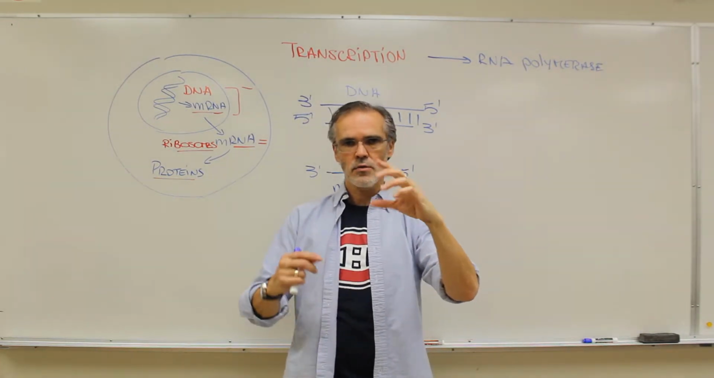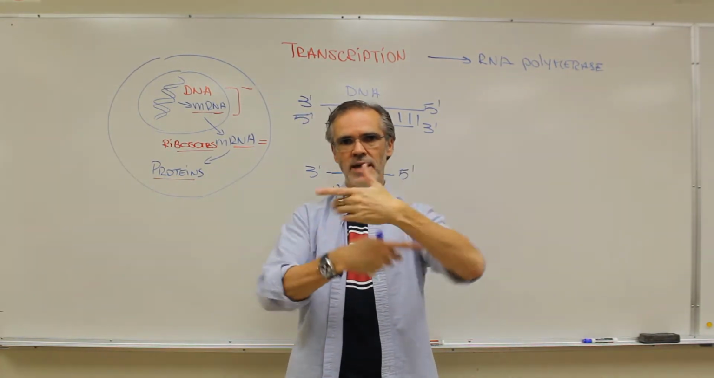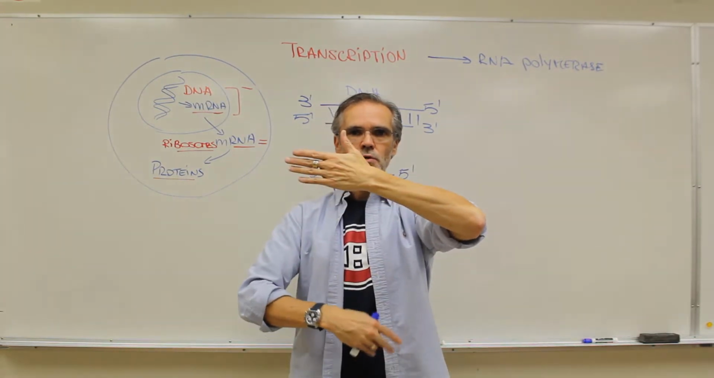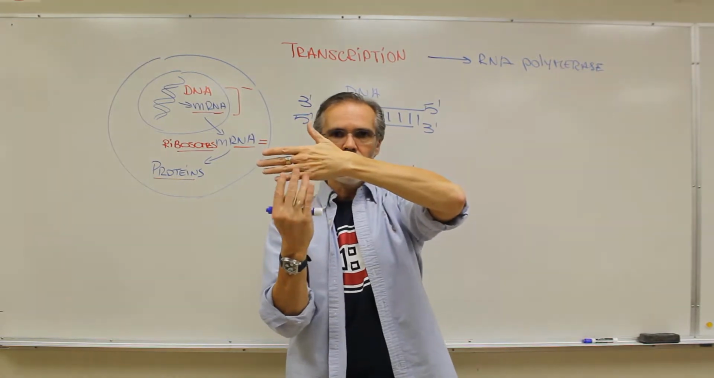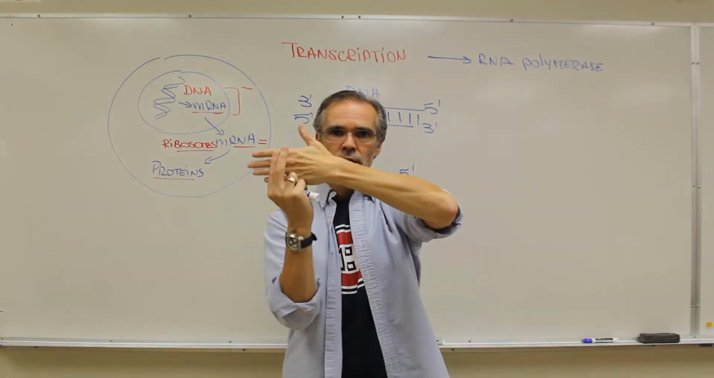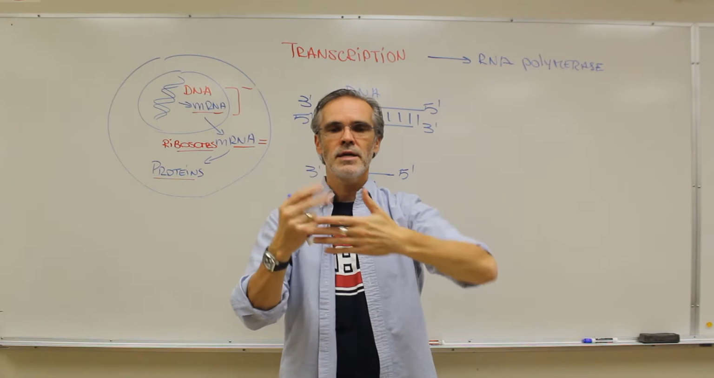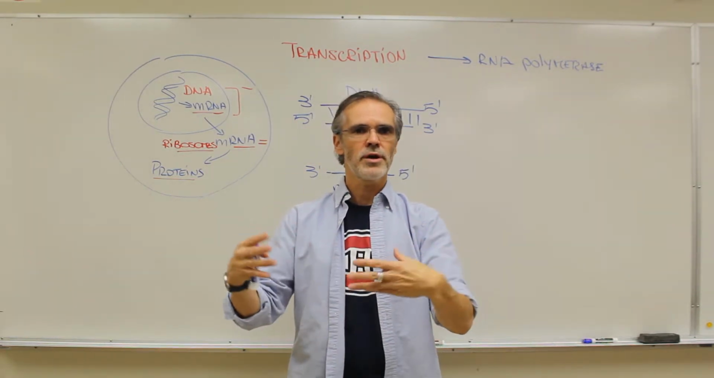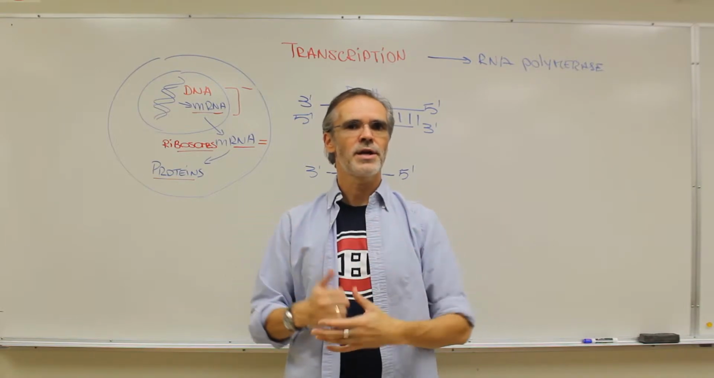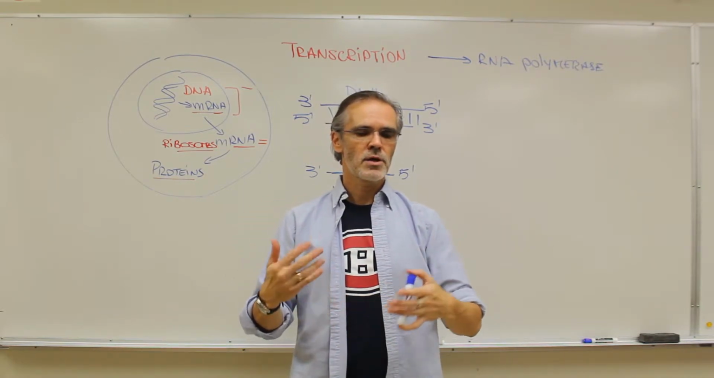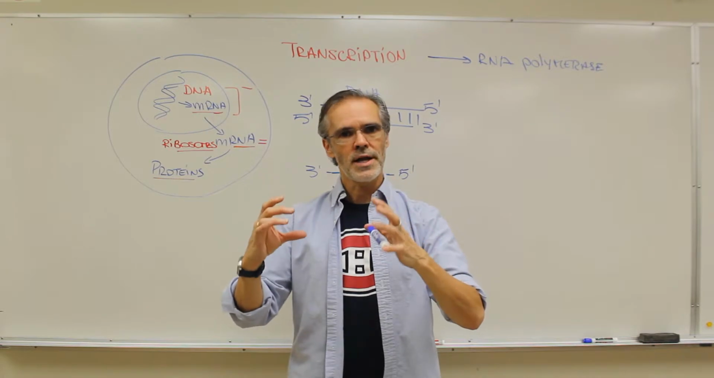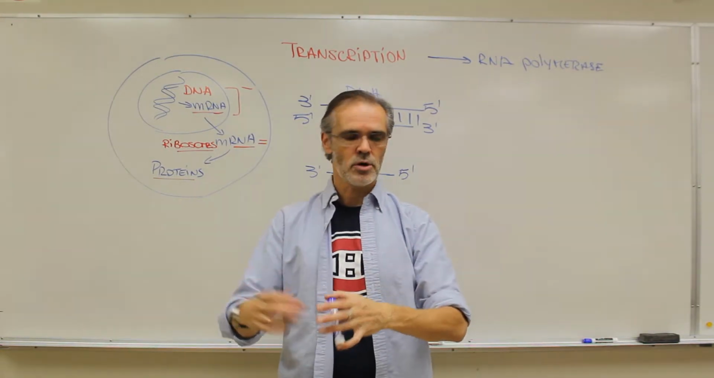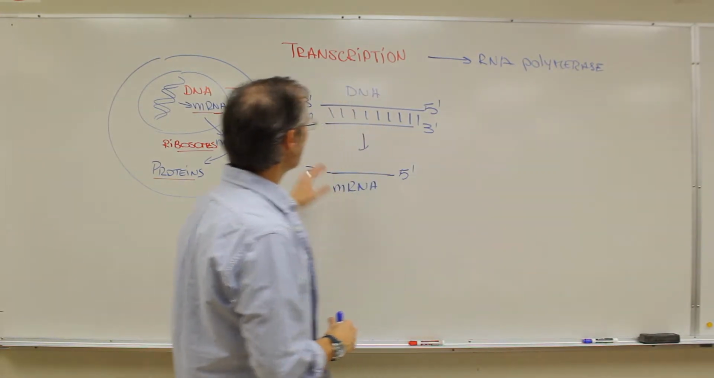One strand of DNA. DNA has two anti-parallel strands. One of those strands will be used, and the RNA polymerase is going to read that strand and transform it into RNA. That's why it's called RNA polymerase. It's going to polymerize an RNA molecule, a polymer of ribonucleotides, the monomers for RNA. Well, this is what we're going to look at.